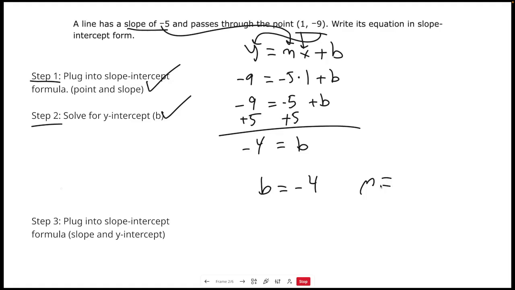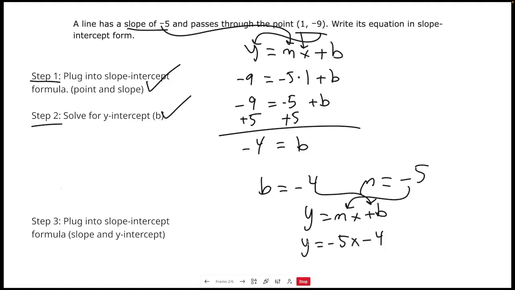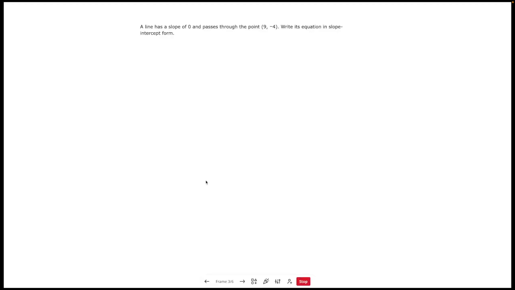We know the slope is -5 because they gave that to us in the problem. And so now we can go back to slope-intercept form, and we can put in these numbers. So the -4 is going to go here, the -5 is going to go here. So now we have y equals -5x minus 4, and this is our final answer. Okay, step 3, plug it back into slope-intercept. Done.